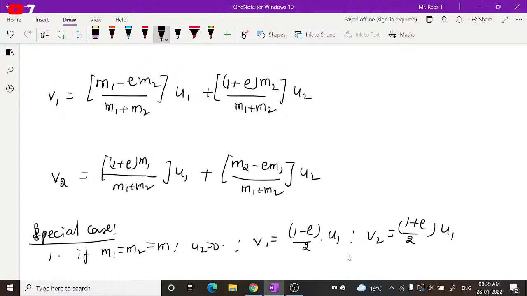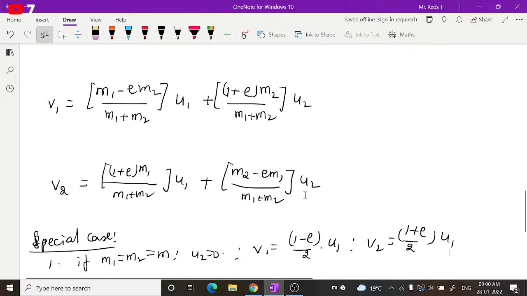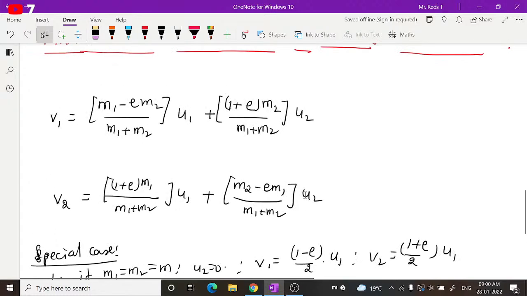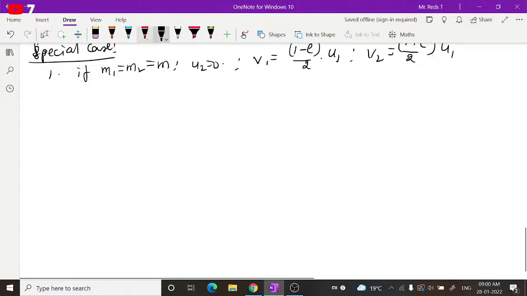Write down, guys, the subheading ballistic pendulum. I hope you have copied these points. Note down quickly. What is the subheading you have taken here? Final velocities after collision in partially inelastic collision. They are given by this. Okay. Next, write ballistic pendulum.